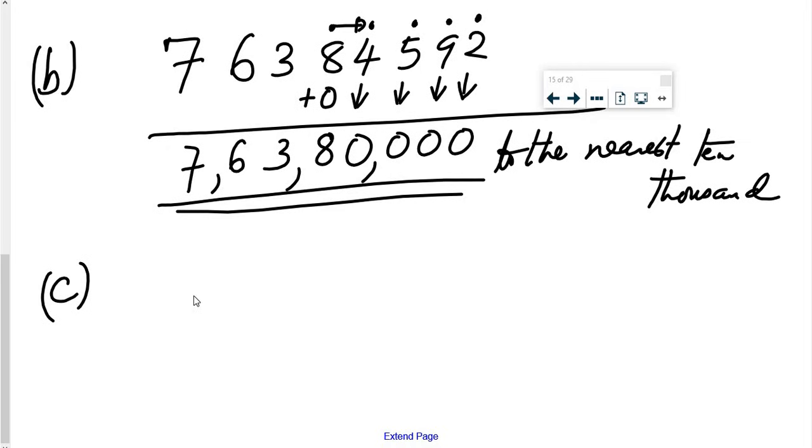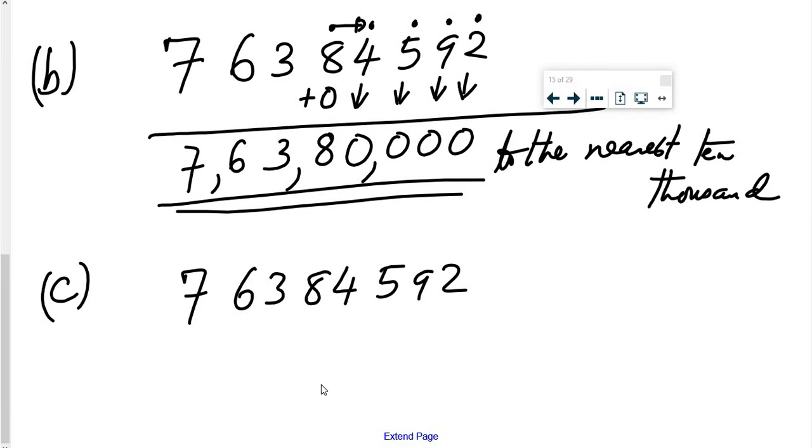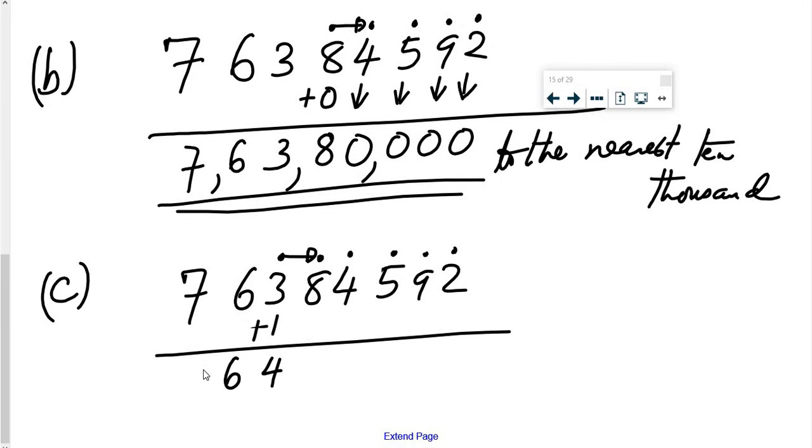Question C, we have the same number 7, 6, 3, 8, 4, 5, 9, 2. We need to round to the nearest lakh. Ones, tens, hundreds, thousands, 10,000s, lakh. So 3 is in the place value of lakh. Add 1 here. We have 4, 6, 7. The nearest lakh, and all these are replaced by zeros.